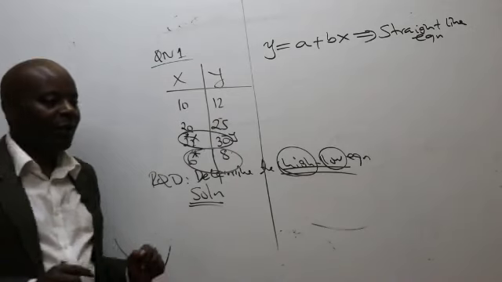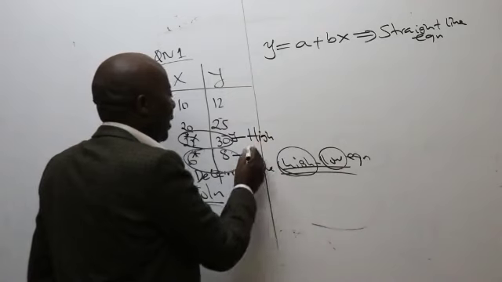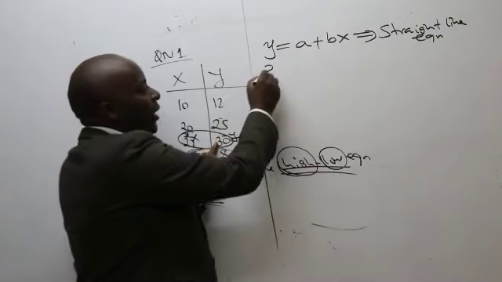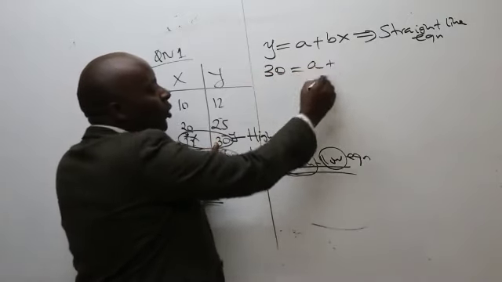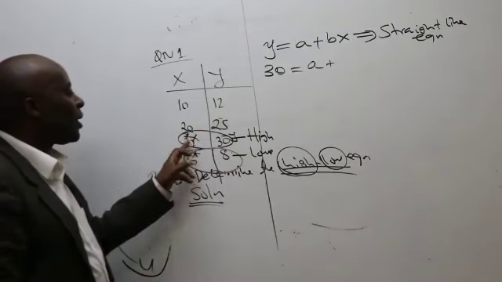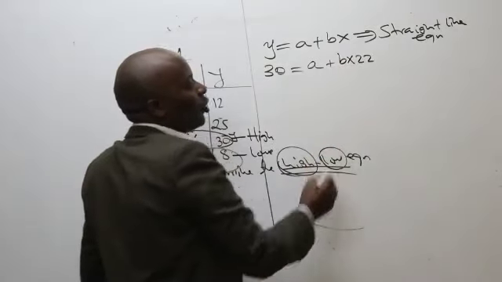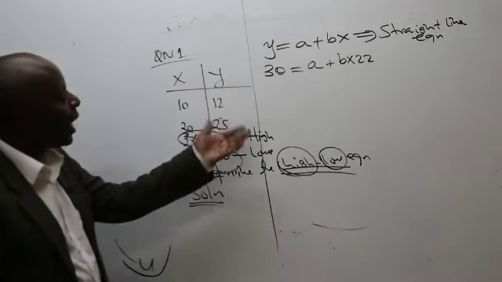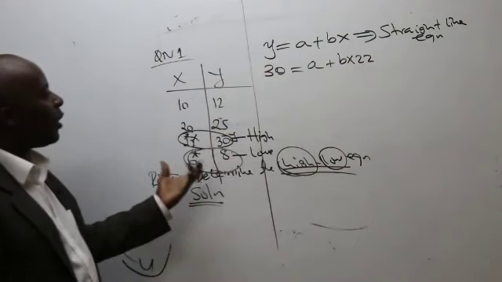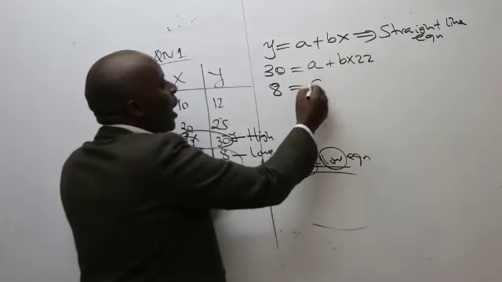So this highest X value point is my highest, and this is my lowest. For the highest, I can see Y is 30. So this will be 30 equals A. I do not know what A is, but I know what X is. X is 22, so this will be B times 22. So go to the second equation and plug in the lowest X value point. For the lowest X value point, I can see the Y is 8. 8 equals A plus B.